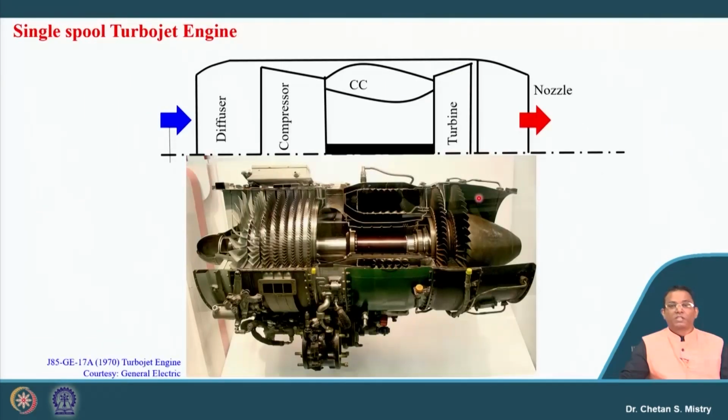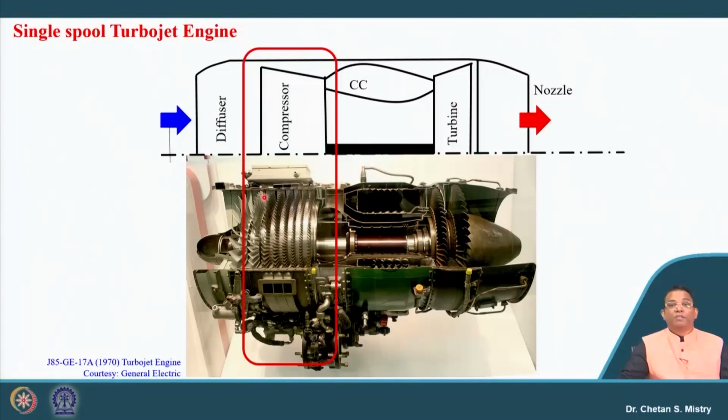Let us move towards the next component. The very next component after my diffuser is my compressor. Here, we have an 8 stage axial flow compressor. Since the flow enters axially and leaves axially, this is my axial flow compressor.